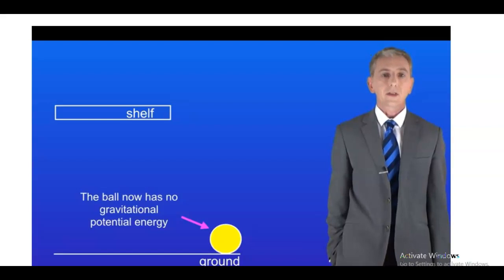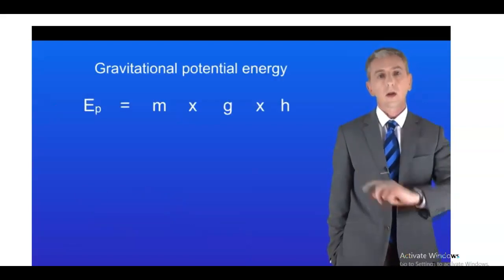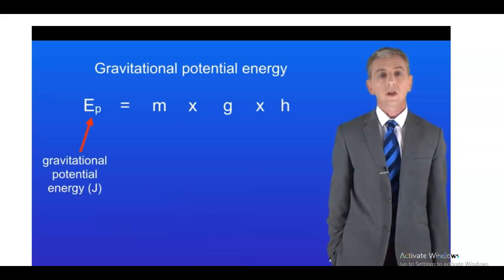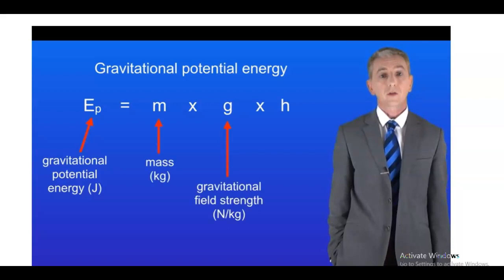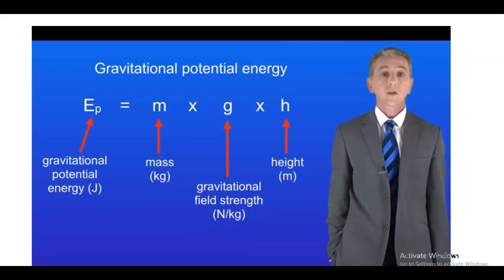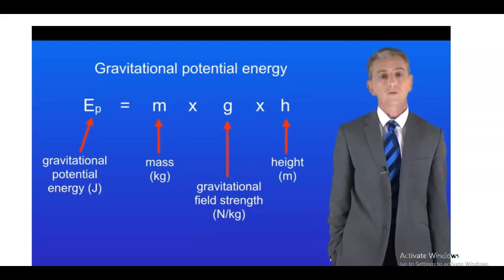We can calculate the gravitational potential energy of an object by using this equation. The gravitational potential energy in joules equals the mass in kilograms multiplied by the gravitational field strength multiplied by the height in meters. The gravitational field strength is a measure of the force of gravity, and this value will be given in the question. Now, you are not given the equation for gravitational potential energy in the exam. You've got to make sure that you learn it.